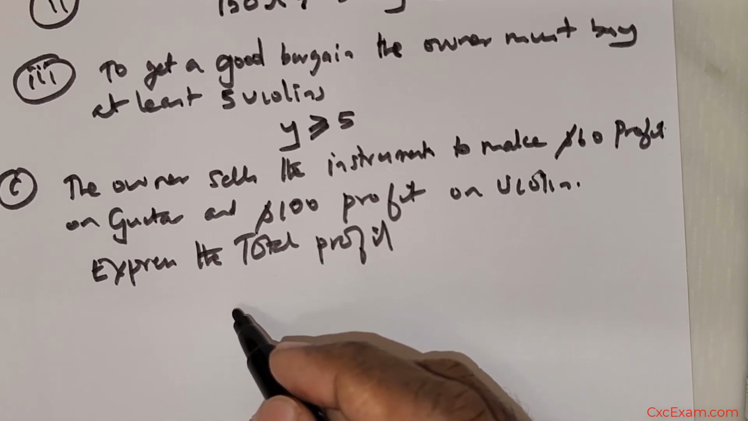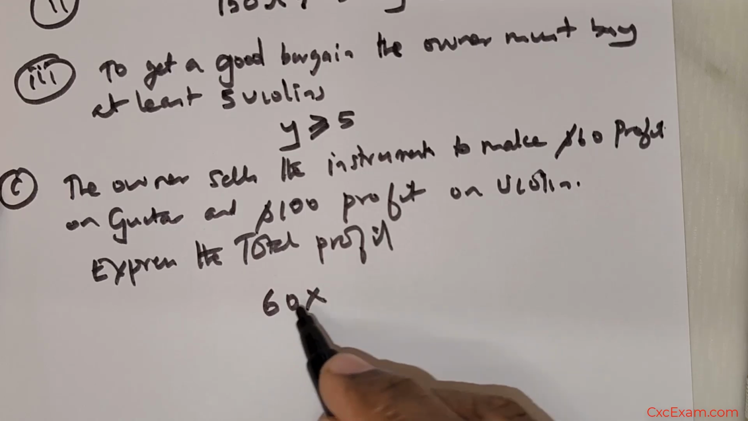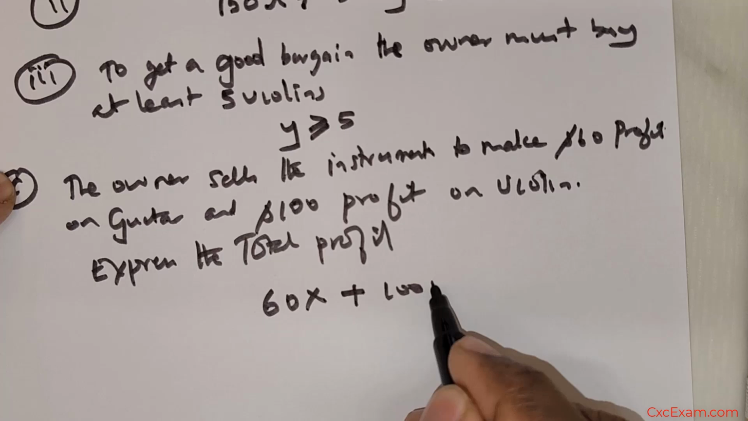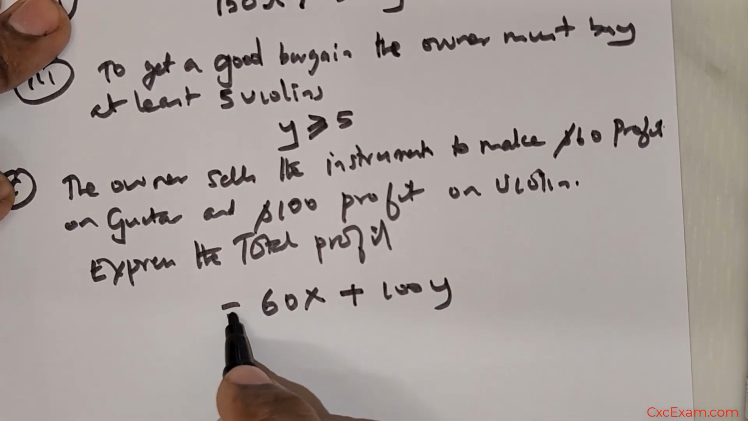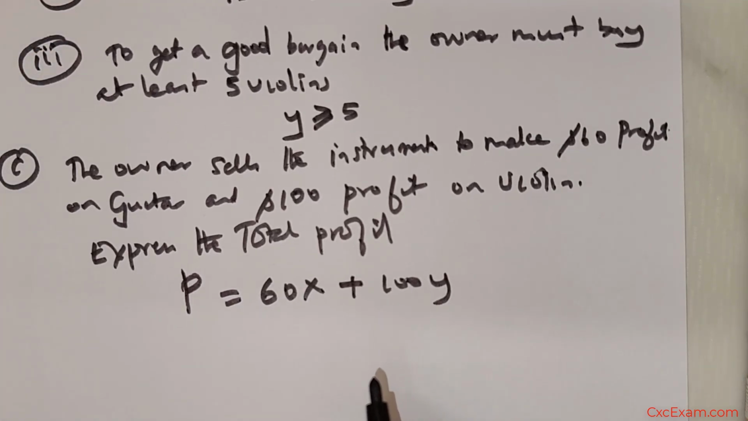What we have to do is this: we do not know how many guitars he's selling, but he's making a profit of 60. We don't know how many violins he's selling, but he's making a profit of 100. So this is going to be my profit function. Okay, fair enough.